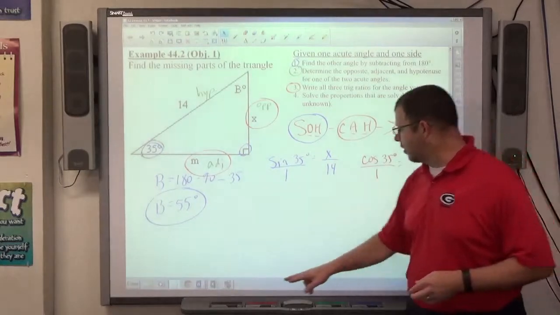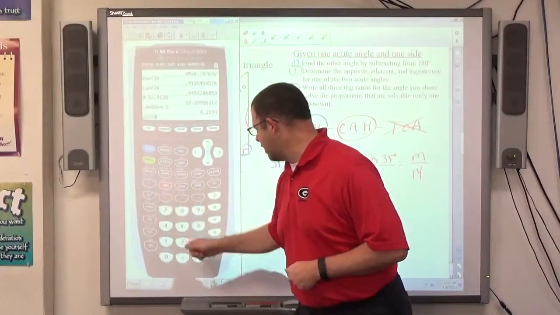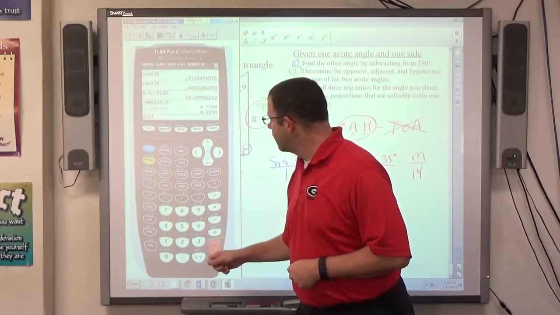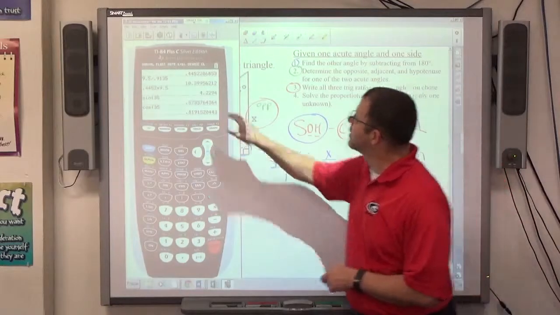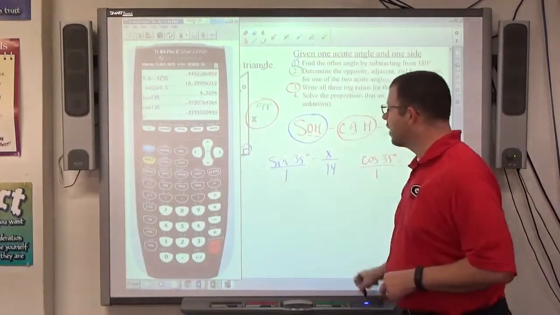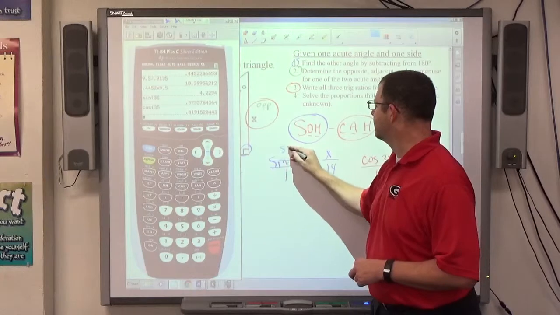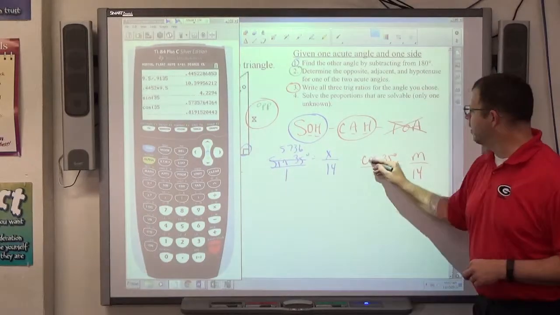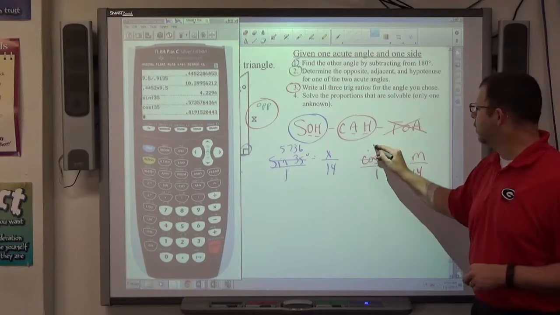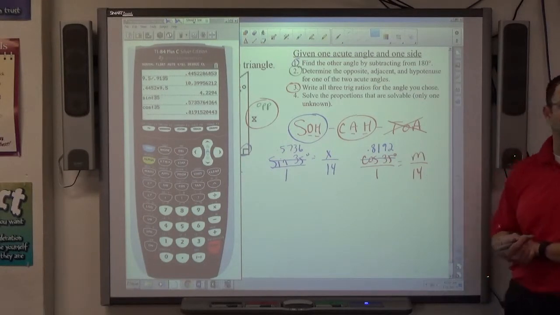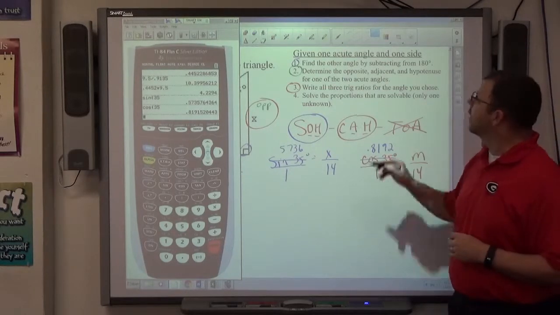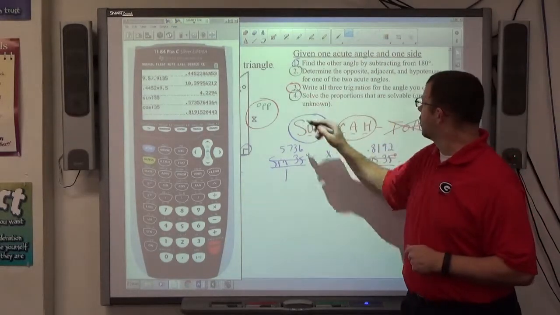Once again, I don't know what sine of 35 or cosine of 35 is, so I'll type it in my calculator. Sine 35 equals, cosine 35 equals. So sine of 35 is 0.5736. And cosine of 35 is 0.8192. Alright? Again, those are whatever they are. You don't have to know what the cosine of 35 is. Your calculator does. Just make sure you write it down correctly and make sure you round it to 4 decimal places. Okay, in order to get the answers, step 4, solve the proportions.